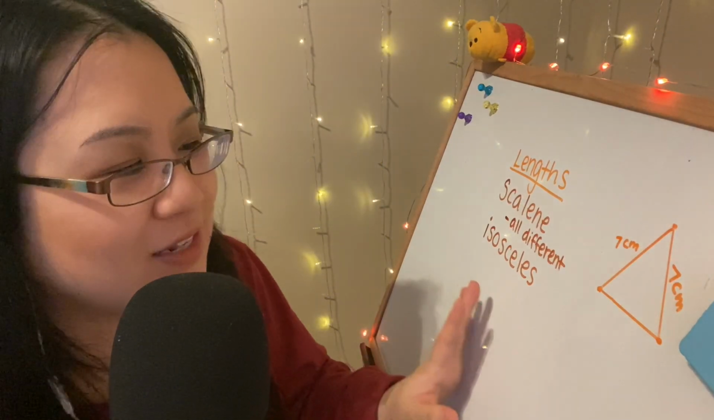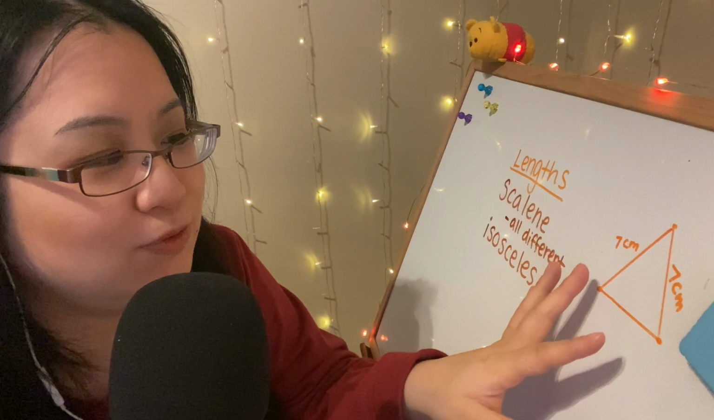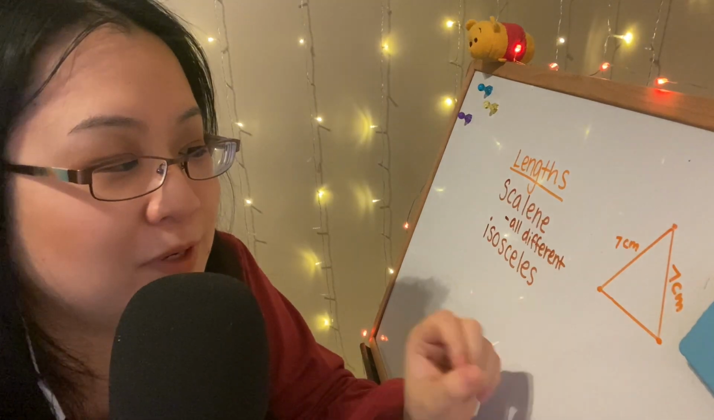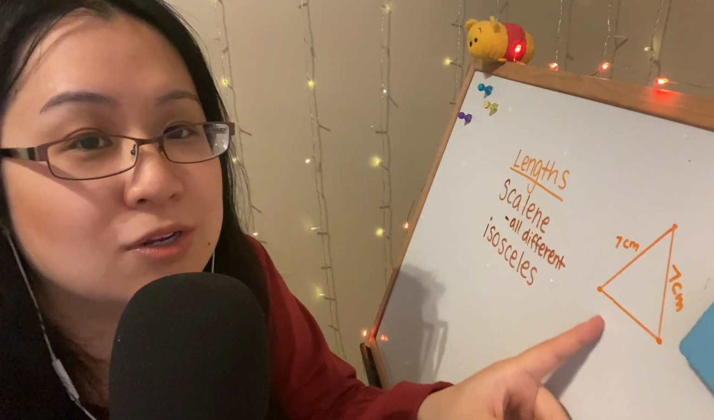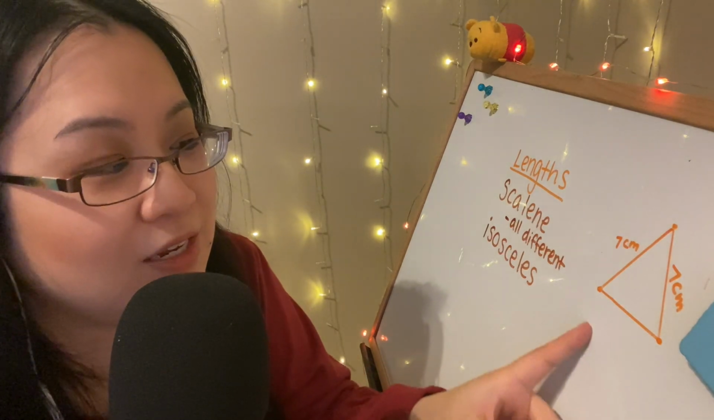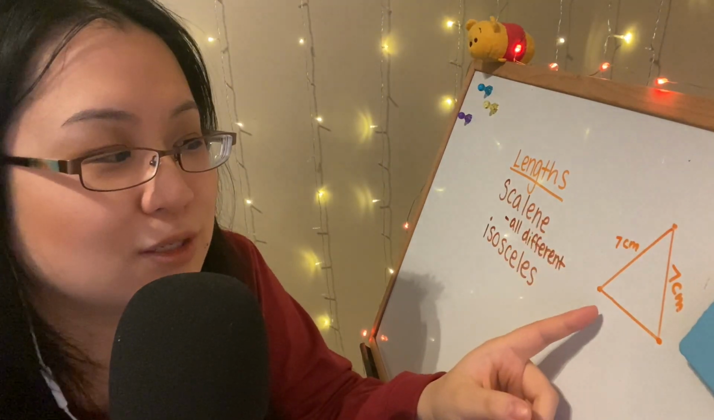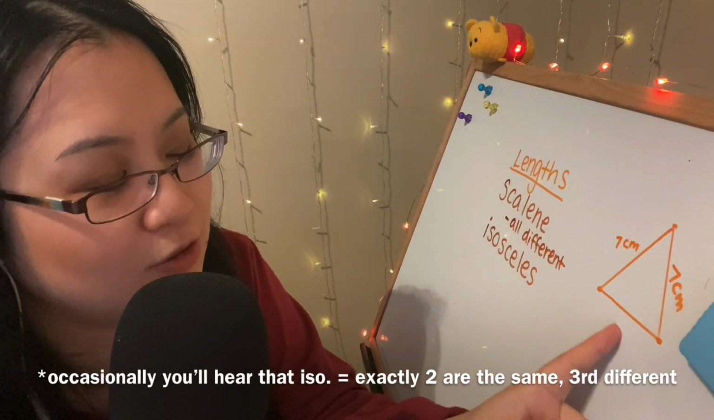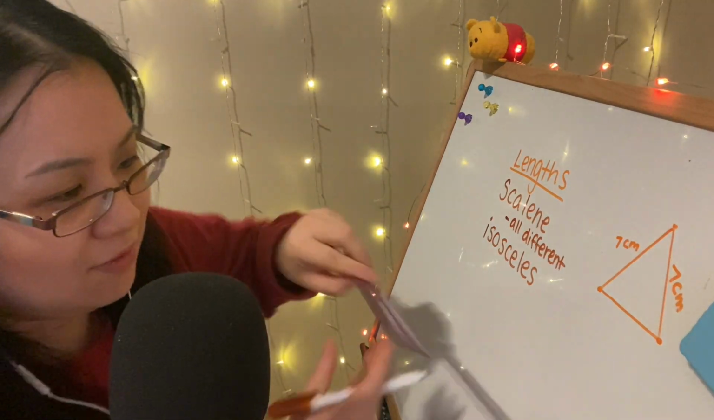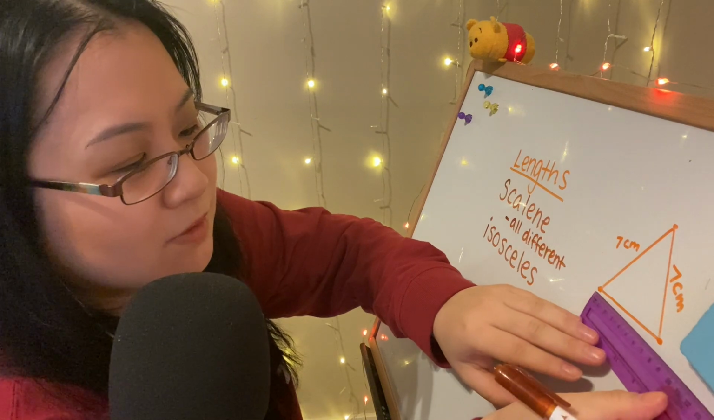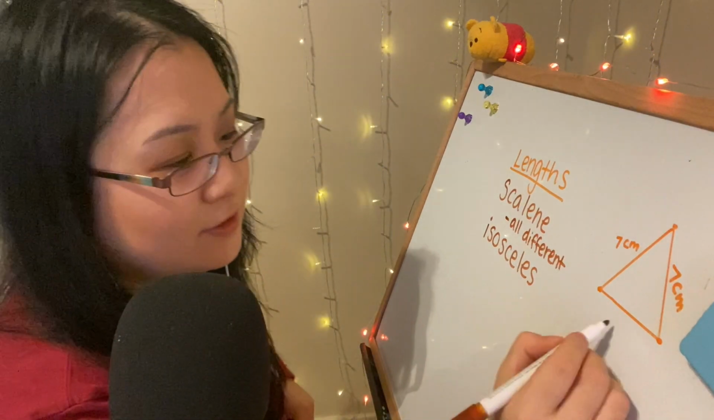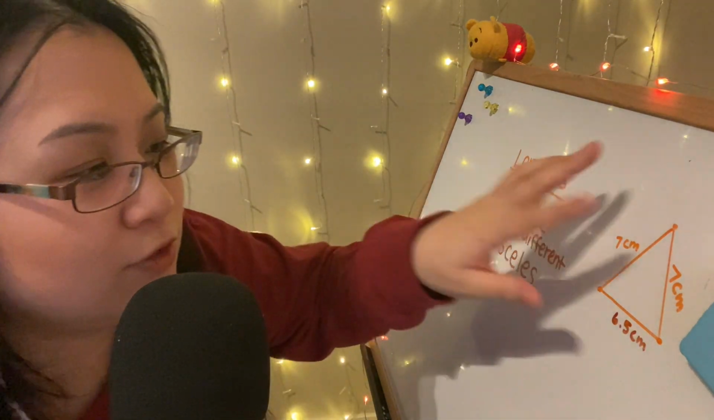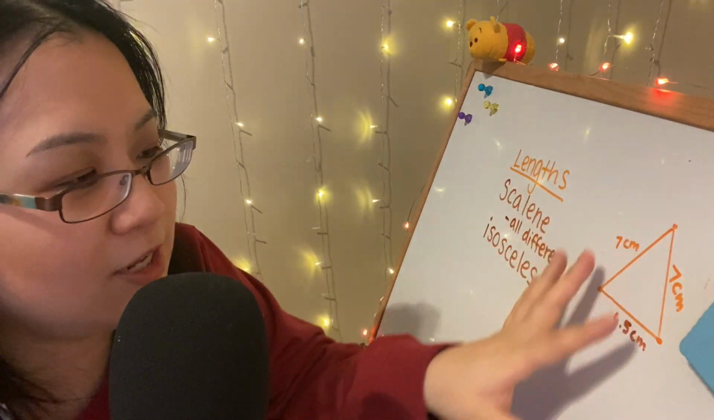Isosceles. That's where we have two sides with the same length, and I say at least two because technically the third could also be, in this case, 7 centimeters. But if we have two, and even if this were not, in this case it's not 7, we have about 6.5. It's still isosceles. We have two of the same length of side.